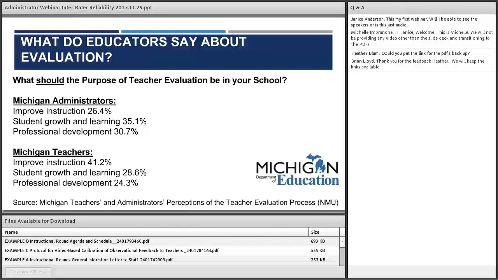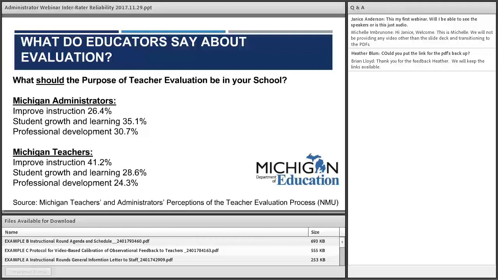And we had a great deal of alignment when we asked the question, what should the purpose of teacher evaluation be in your school? Administrators and teachers were very closely aligned in their responses. About 96% of administrators and 97% of teachers cited student growth and learning, professional development, and improved instruction as the main reasons for what an evaluation system should be focused on.